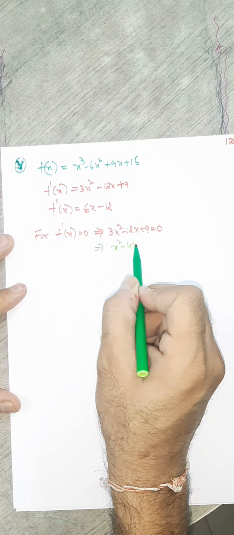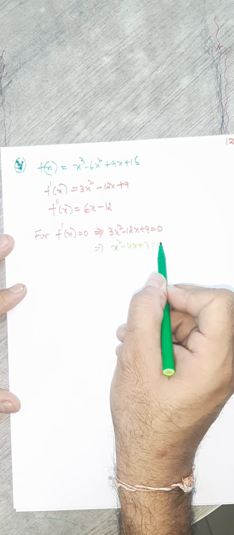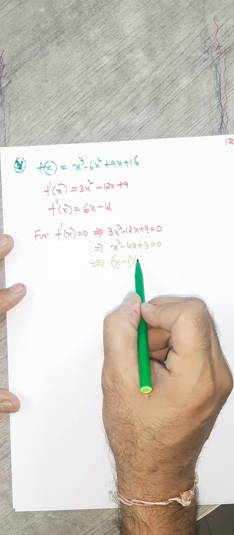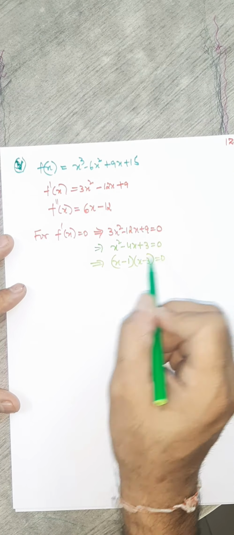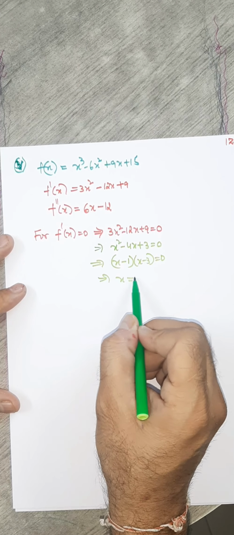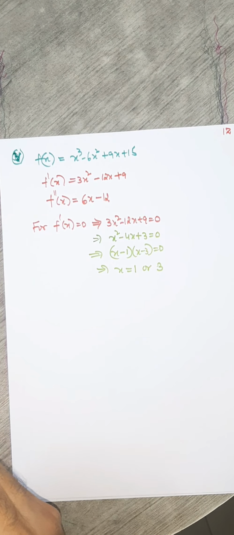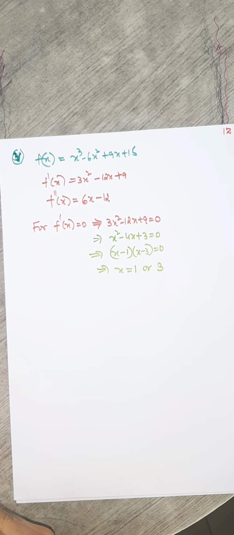x squared minus 4x plus 3 equals 0. So what are the factors? x minus 1 and x minus 3, I suppose. Right? So that means there are two values of x, 1 or 3. So these are the two turning points, where the function may have a local maximum or minimum.